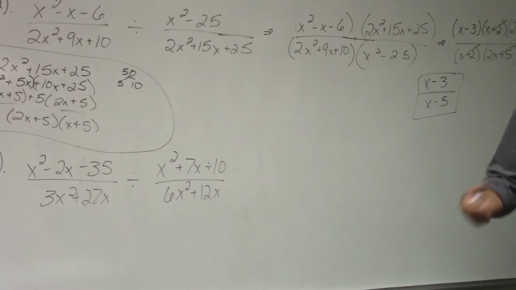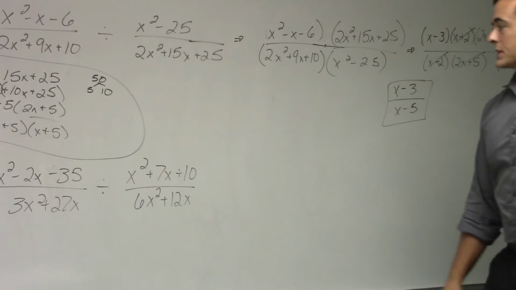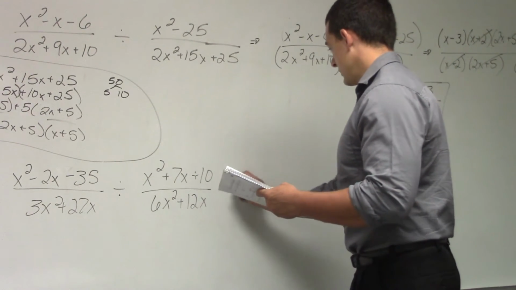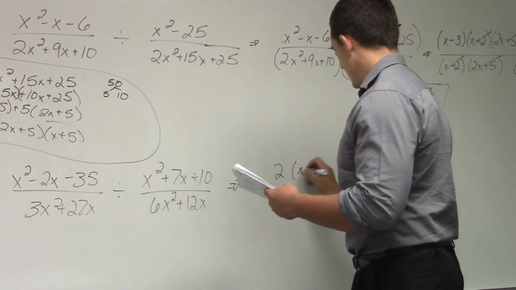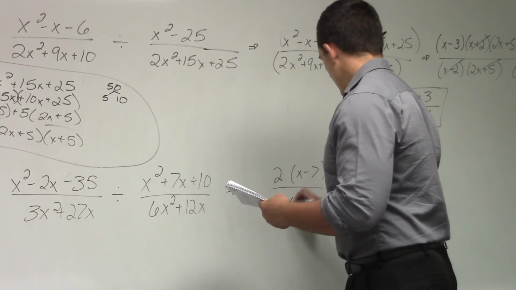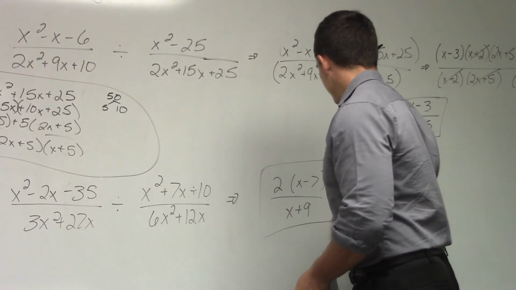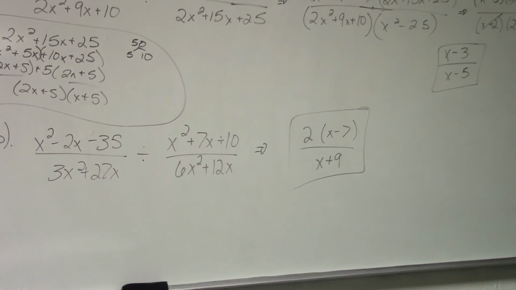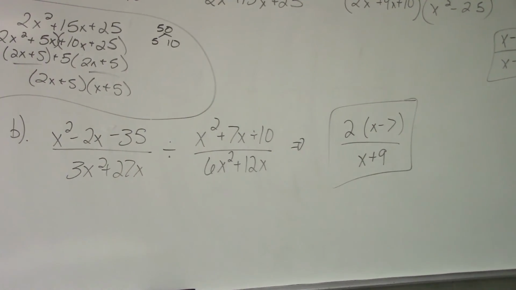So whenever you get it rewritten and you're trying to factor it, all those things come apart, and you should be left with 2x minus 7, x plus 9. If you've got any questions about that, make sure to let me know. Otherwise, there's division of rationals.